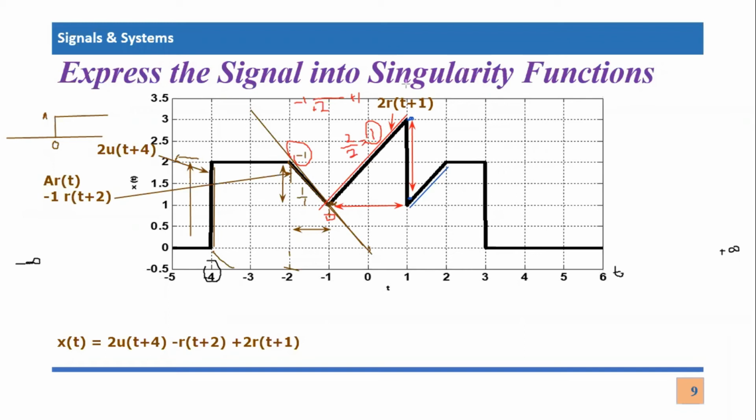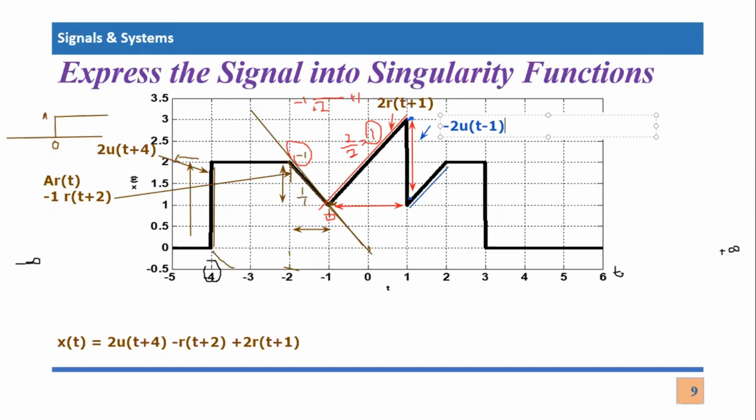So this specific behavior is u of t, a step signal. If I write that step signal, its amplitude is -2, because the amplitude is decreasing. So that is -2u, and it happens at t equals 1, so it will be t minus 1.